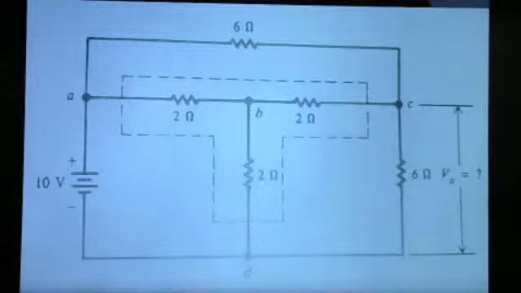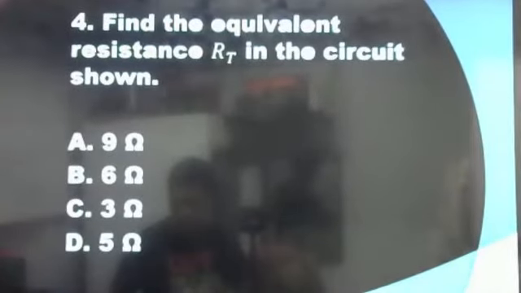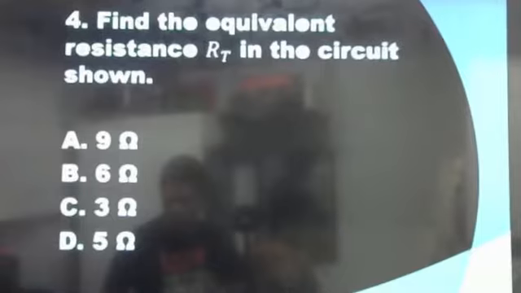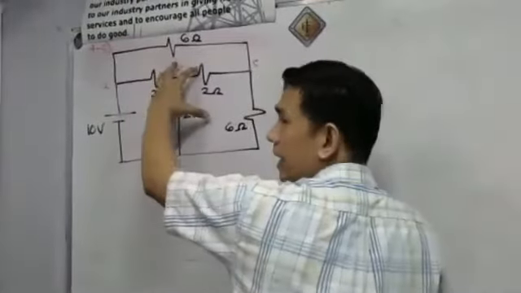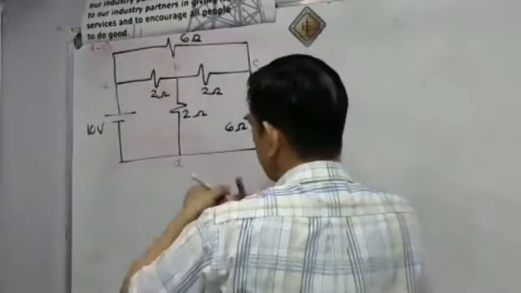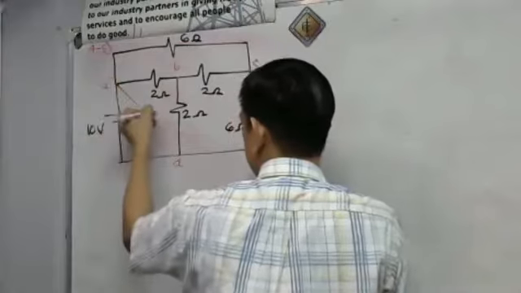So what is the question first here in our circuit? Find the equivalent resistance RT in the circuit shown. Take a look here. Again, this is connected in Y, so we are going to make this into delta. Let's make this into delta.